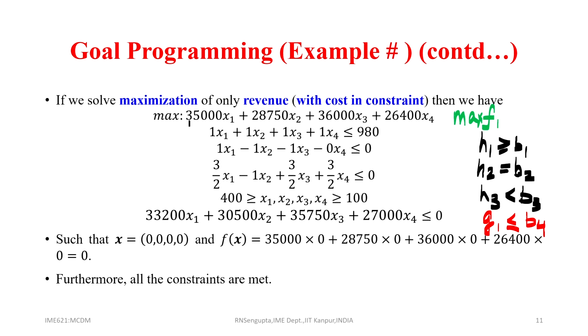the revenue function is already there. I will put a green mark. So, these are x1, x2, x3 revenue functions. The constraints are already there. I am putting a violet tick mark, and the minimization has been brought back into the constraint. I will put a red mark. So, it is 33,200 x1, 30,500 x2, 35,750 x3, 27,000 x4, and this is less than 0. So, that means I am considering this as B4.